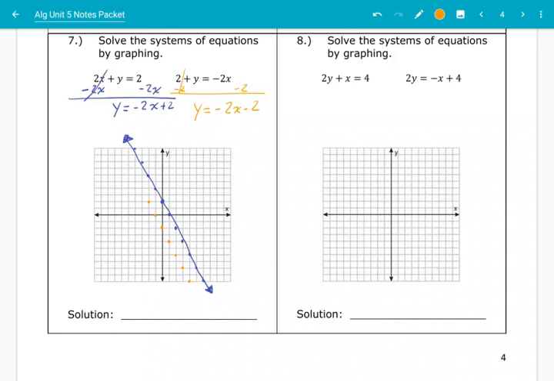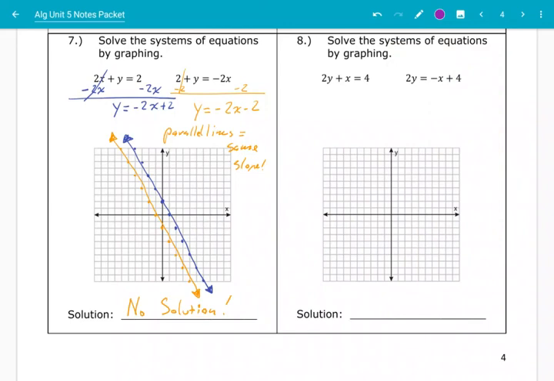So here we have another. Which one is this? No solution. This is no solution. Parallel lines. Remember, parallel lines. Same slope. All right, let's do this last one, then we'll be done.